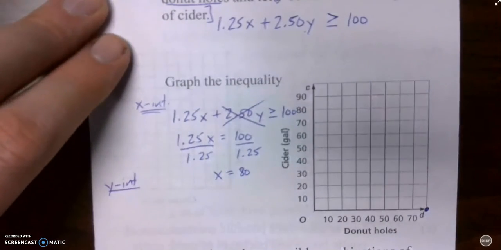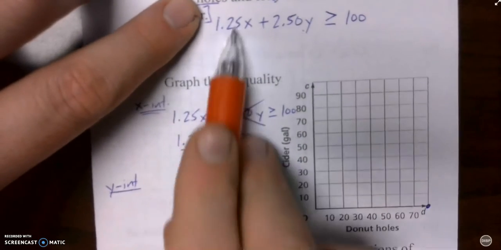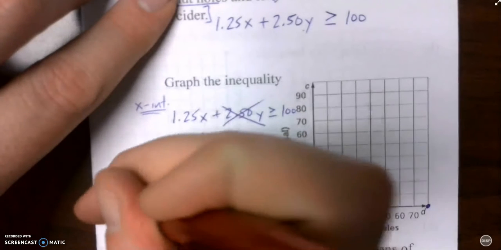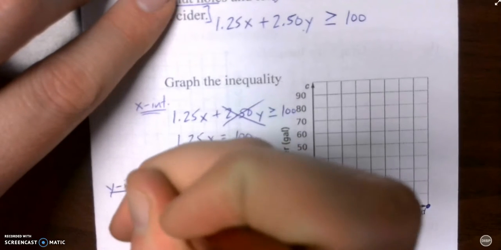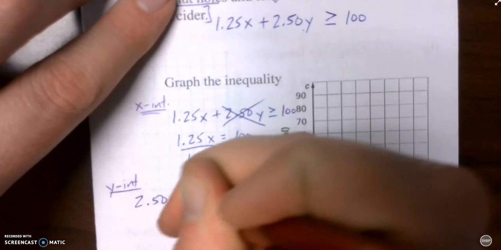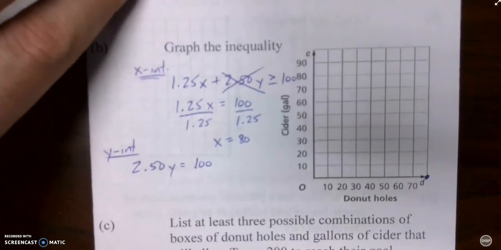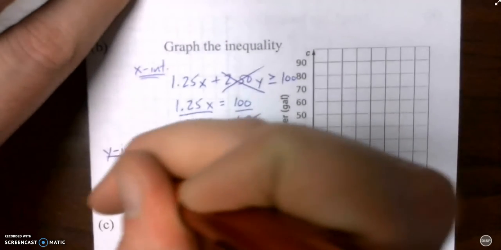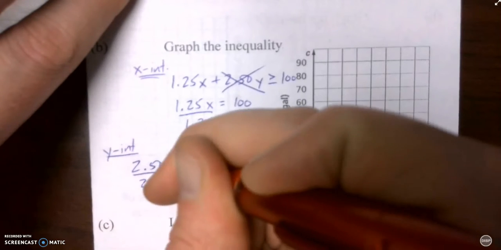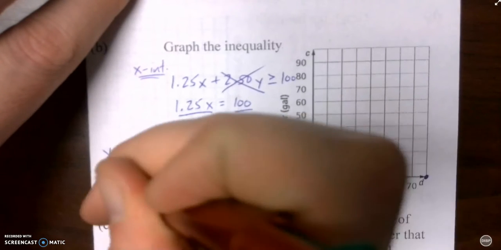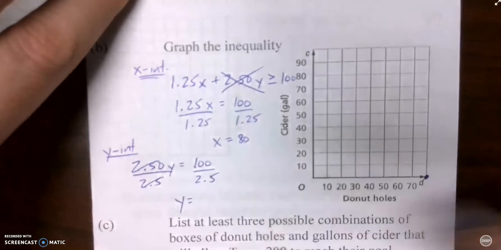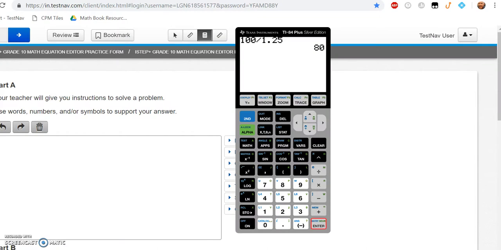To find the y-intercept, I want to think about crossing out the x term. So 2.50y equals 100. And if I divide both sides of that equation by 2.5, and I will check that on the calculator as well, 100 divided by 2.5 is 40.